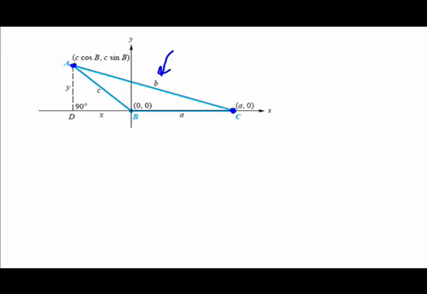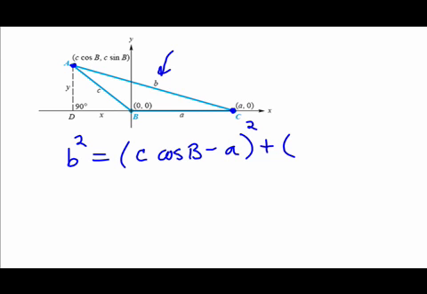So the distance formula is d equals square root of all that. Let's get rid of that big square root by squaring both sides. That's the same thing as saying b squared. b would be the distance, so square that. On the right-hand side, we would have the difference of the x coordinates, which is c cosine B minus a, that quantity squared, plus the difference in the y coordinates, c sine B minus 0, that quantity squared. And I'm not writing the big square root because I squared both sides of the distance formula.